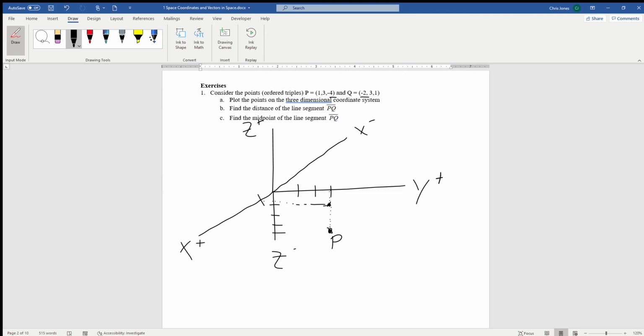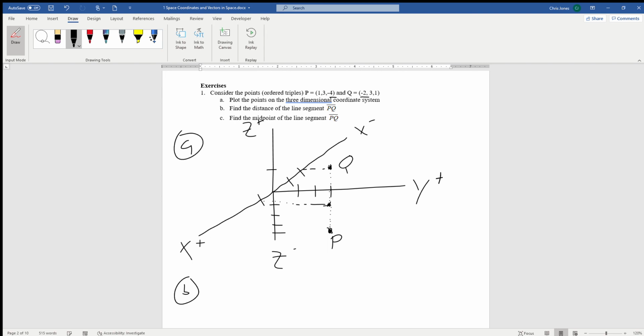We want our point Q, (-2, 3, 1). So we're going to move 2 units in the negative x direction, 3 units in the positive y direction. Just like we did before, we're going to line these up on the floor. And then finally we're going to move up 1 unit. And so we end up with the point, even though it looks like it's in the floor, it's actually above that. Okay, so that's going to be our point Q. That's letter A.